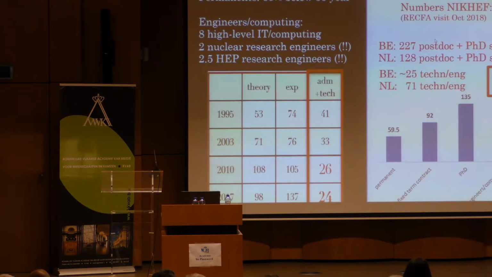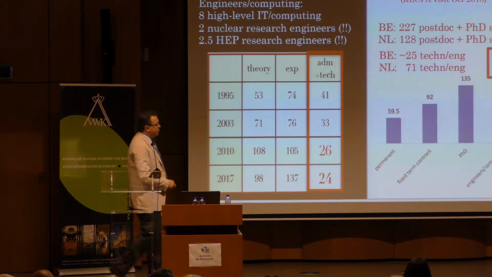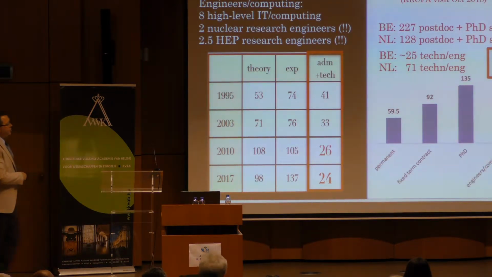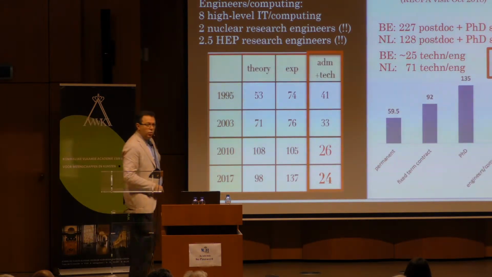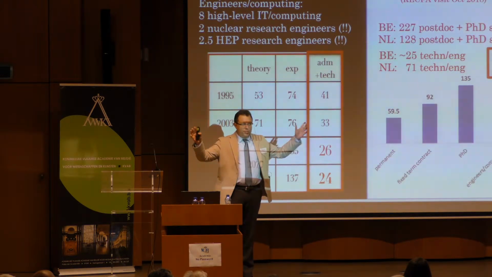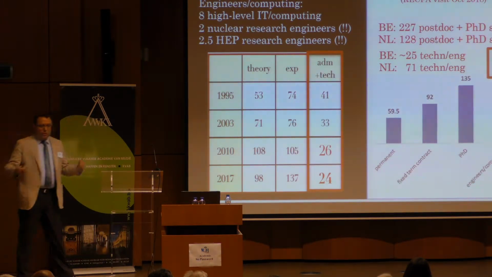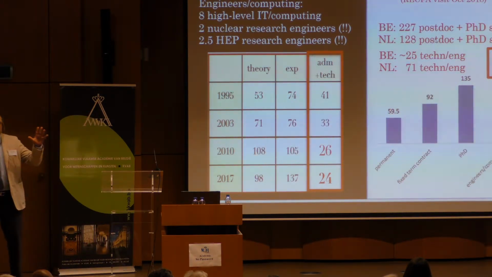I just give you a comparison with the numbers I've seen last month at NIKHEF, the National Institute for Nuclear and Particle Physics in the Netherlands. We have in Belgium, if you sum the postdocs and the PhD students, a number. In the Netherlands, it's about half. While on the side of technicians and engineers in Belgium we have about 25, and in the Netherlands they have almost 3 times more. Altogether, this is a factor of 5 difference from the cohort of scientists and the amount of technicians and engineers that work together with us on these large programs. A factor of 5 difference from the Netherlands.